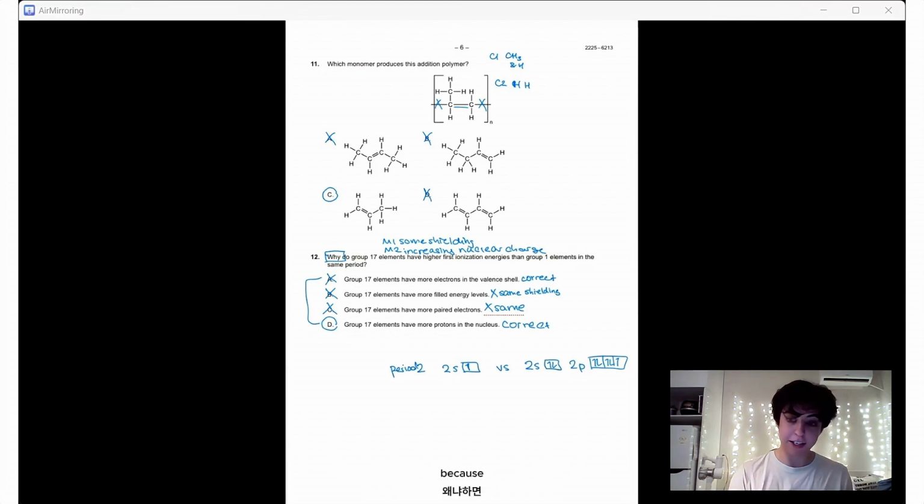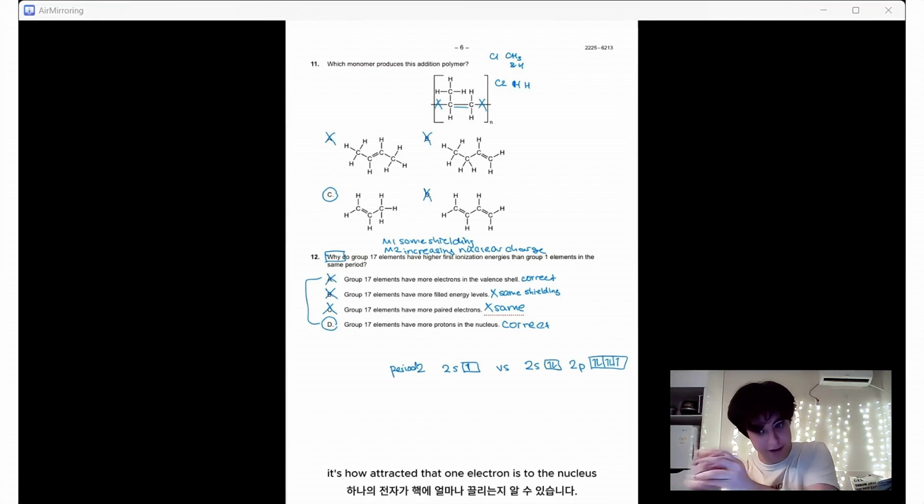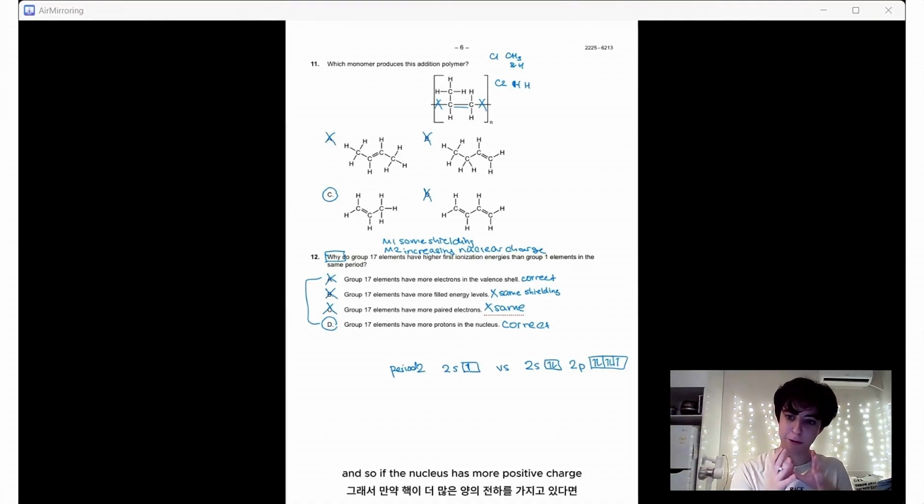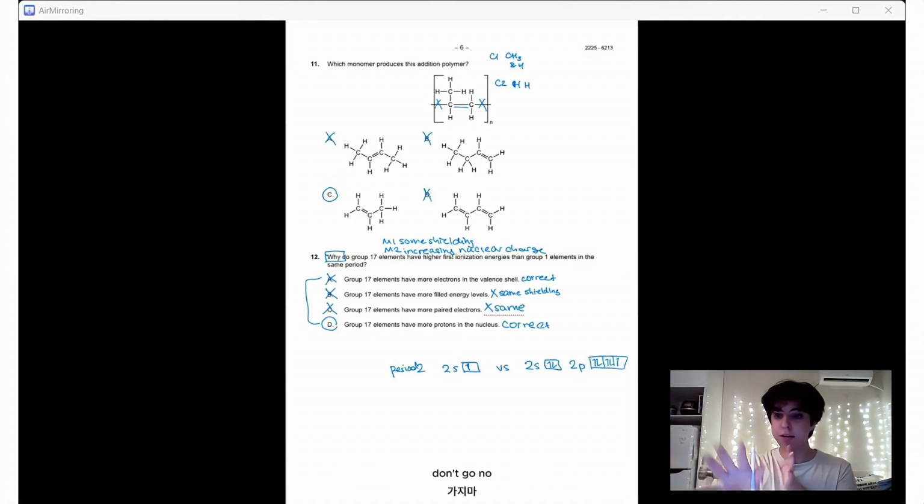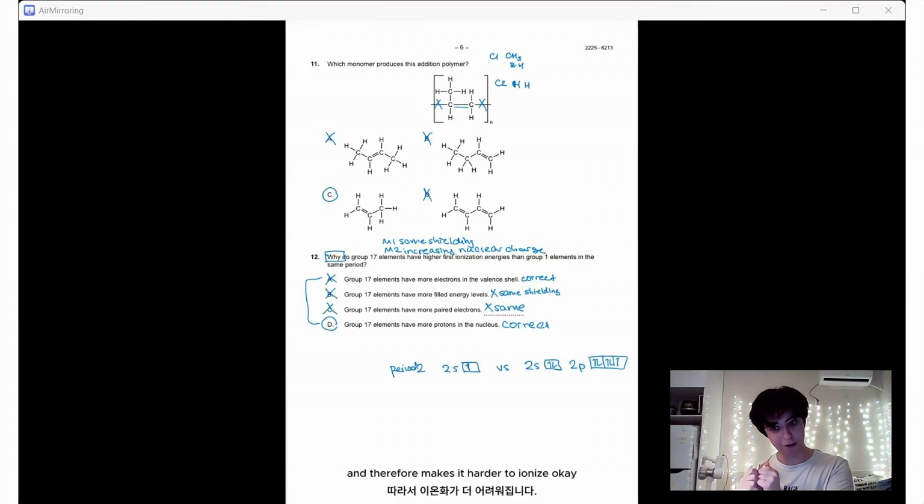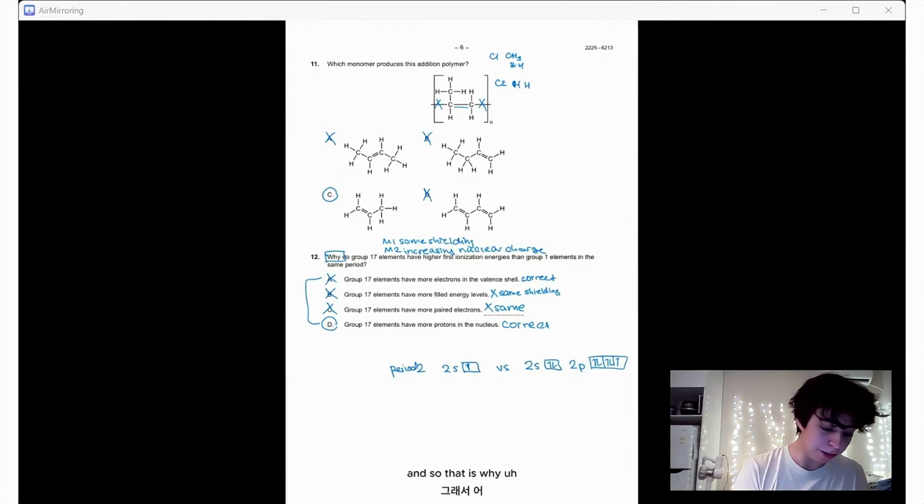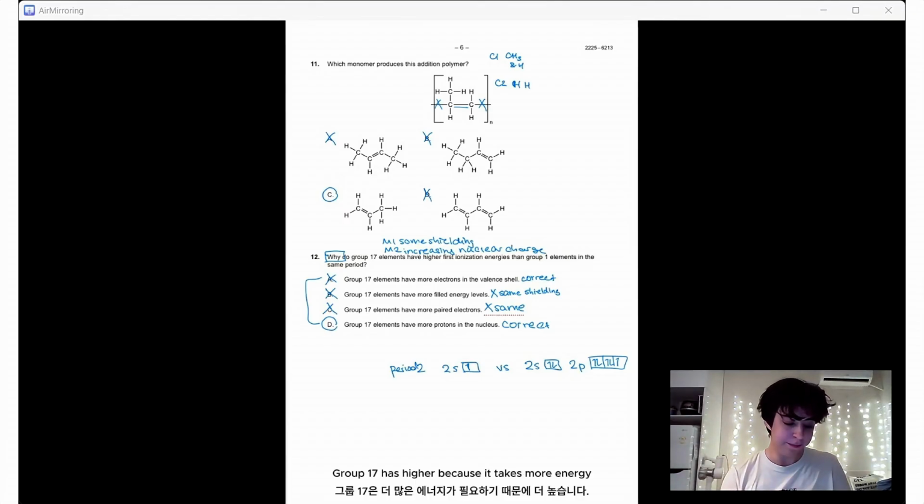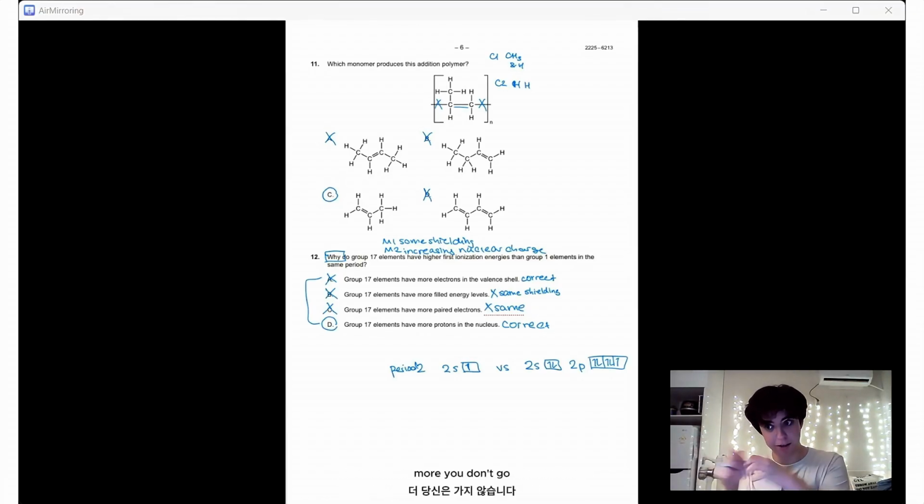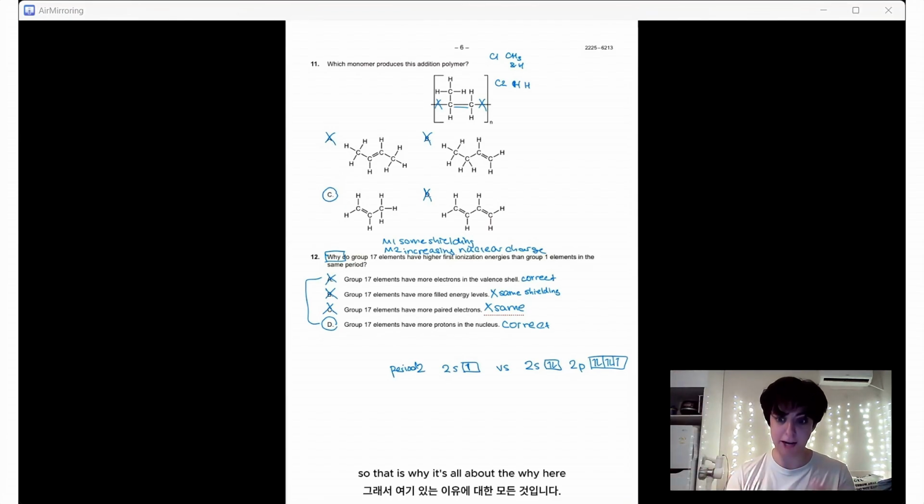And then for D, it's how attracted that one electron is to the nucleus. And so if the nucleus has more positive charge, it's like, no, don't go. No, don't go. You're so sexy. Increasing positive charge increases that attraction and therefore makes it harder to ionize. Okay. And so that is why group 17 has higher ionization energy, because it takes more energy because there's more protons in the nucleus, more no, don't go. More attraction, harder to ionize. Okay, so that is why. It's all about the why here, not just which is correct. Okay, and so D is the right answer for number 12.